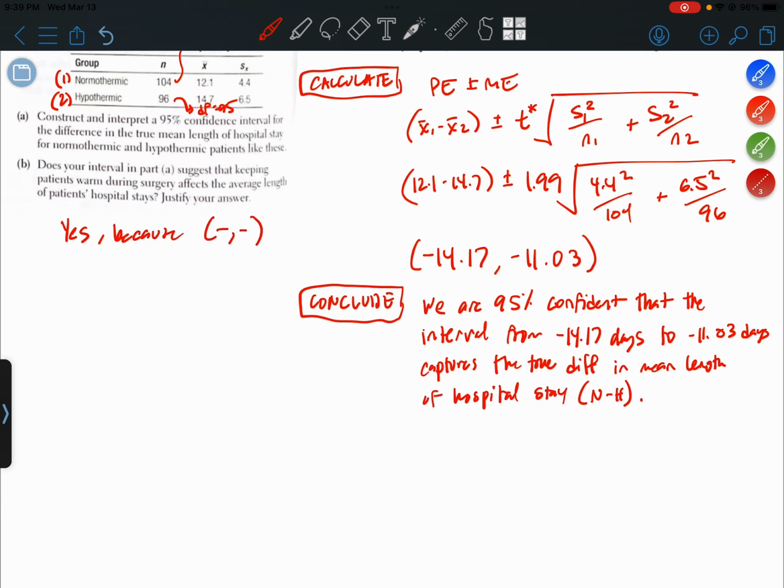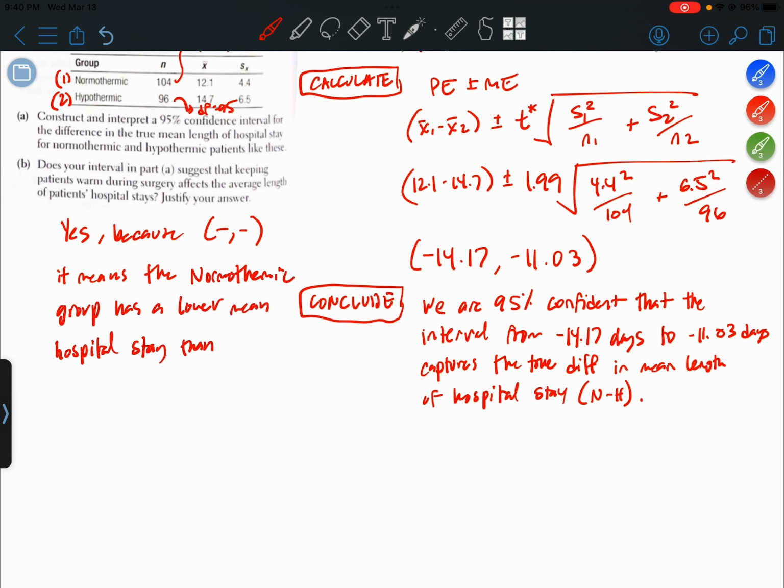Because the interval is completely negative values, it means the normothermic, group 1, basically the normothermic group, has a lower mean hospital stay than the second group, which is the hypothermic group.